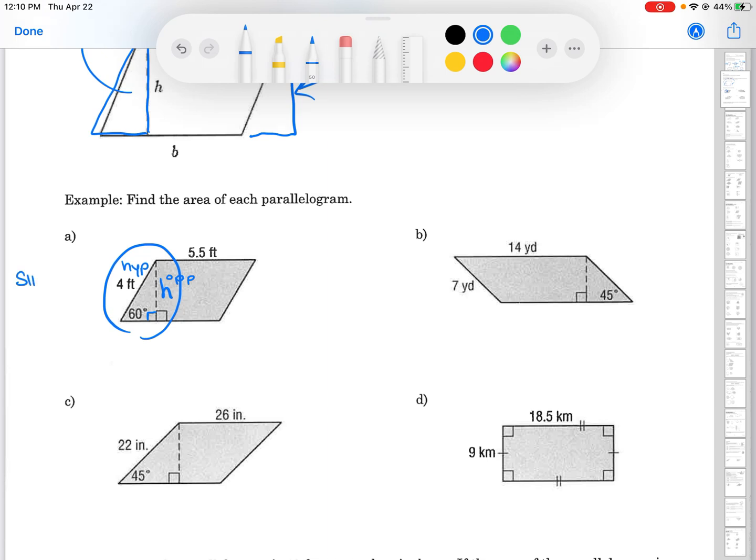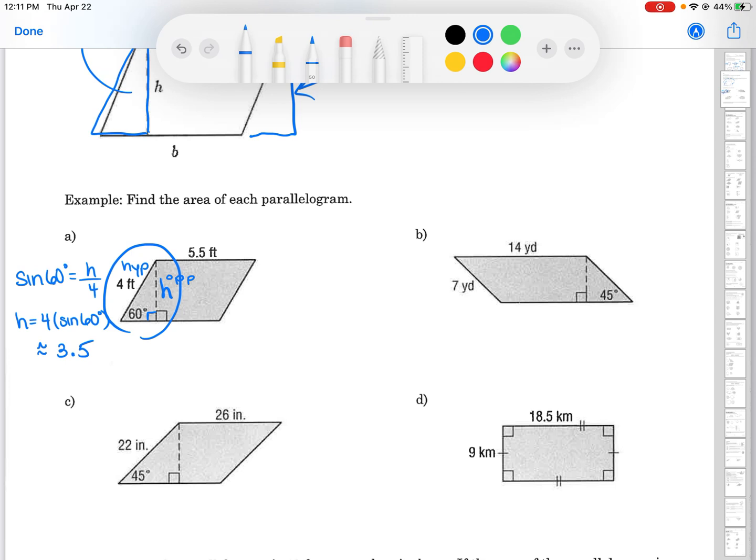So sine of 60 degrees is equal to the height over 4, multiplied by 4 on both sides. So 4 times sine of 60 is going to give us the height of this parallelogram. And just make sure you are in degree mode in your calculator. Let's see, I believe my mode is, nope, we're good. We're going to get that our side is about 3.5.